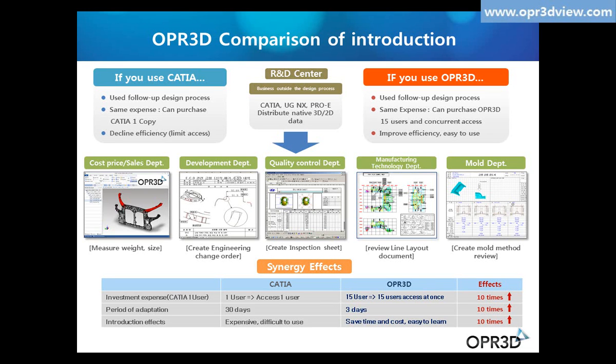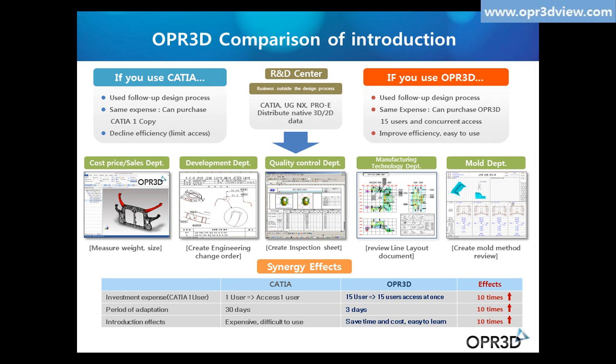Finally, I'll tell the effects of introducing OPR3D. First, the investment cost is maximized. If you have invested the same cost to use CATIA for one person, if you switch to OPR3D, 15 people are available, so you can see an effect of at least 15 times.